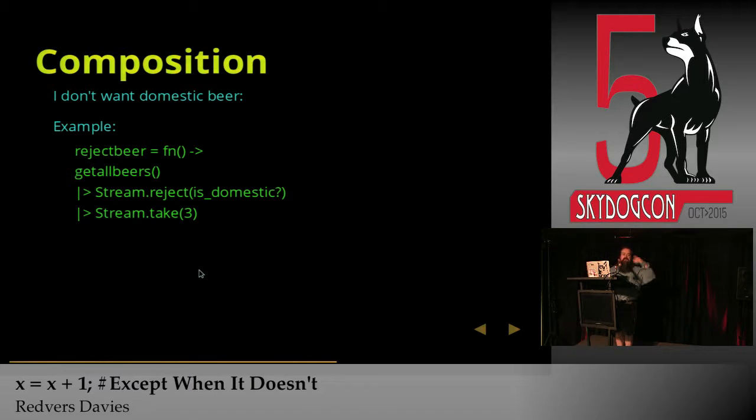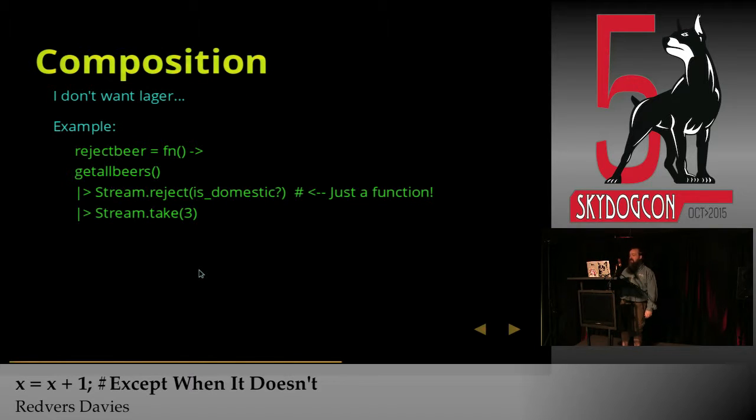I mean, once you make that switch, it's a lot easier to do. Of course, the equivalent in an imperative language would have loops and counts, and you have an internal count as to whether I have a total of 3 or not yet, and it would just get messy. But remember, domestic is just a function, so what if you don't want lager?